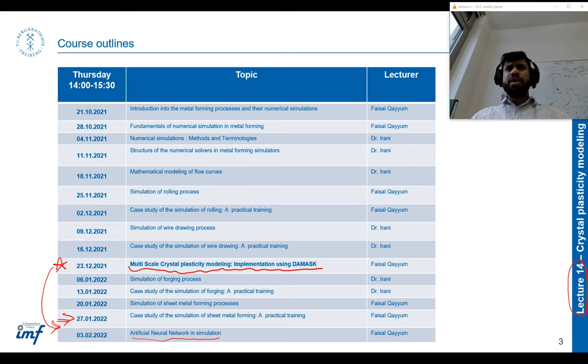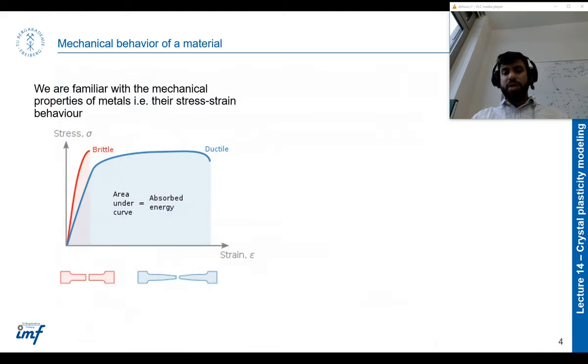But all these properties of materials actually depend on the microstructure of the material, and that is what crystal plasticity simulations are all about. If you look here, we are all familiar with the mechanical properties of metals, their stress strain behavior. A material, if it is brittle, will more or less remain in this elastic zone. But if a material is elastoplastic, it will be in the elastic zone, and then in the plastic zone. Of course, a brittle material will absorb less energy, and a ductile material will absorb more energy.